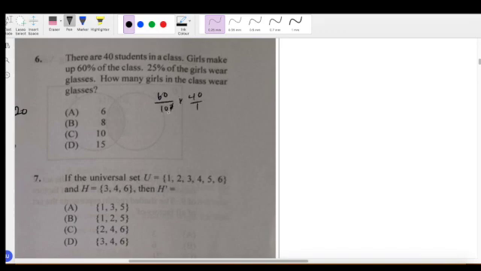And remember, no calculators in a paper 1. So 6 4s are 24. So 24 students are girls. And how many students wear glasses? Well, 25%. So 25 over 100 multiplied by 24. And we could see that this is a quarter of 24. So 6 girls wear glasses.